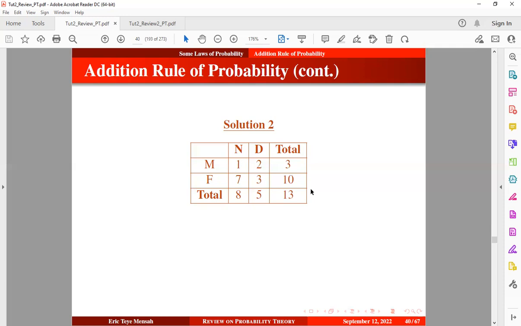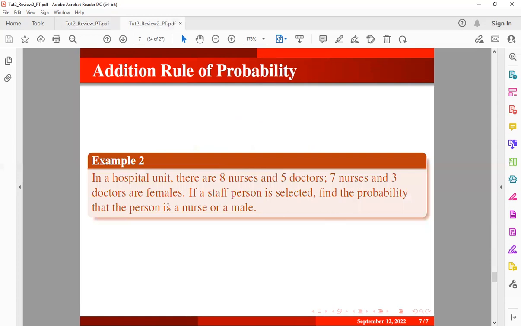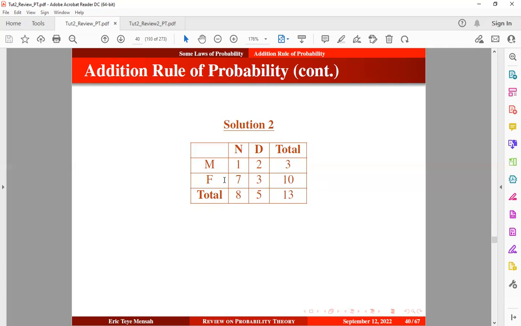All right, so our objective here is to find the probability that the person is a nurse or a male. Here you can see that the person selected being a nurse or a male can also occur at the same time. So we have the intersection here: the person can be a nurse and at the same time be a male. So the probability that a staff person selected is a nurse or a male can be expressed in this form: the probability that the person is a nurse, plus the probability that the person is a male, minus the probability that the person is a nurse and a male. This is the general rule of the addition rule of probability.